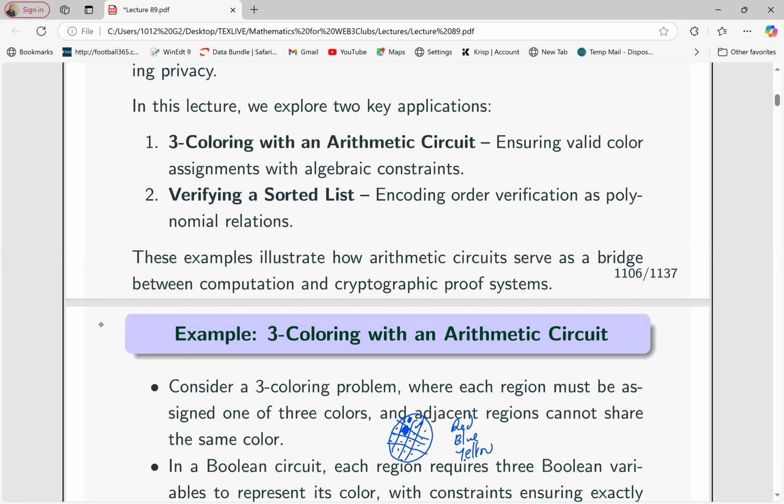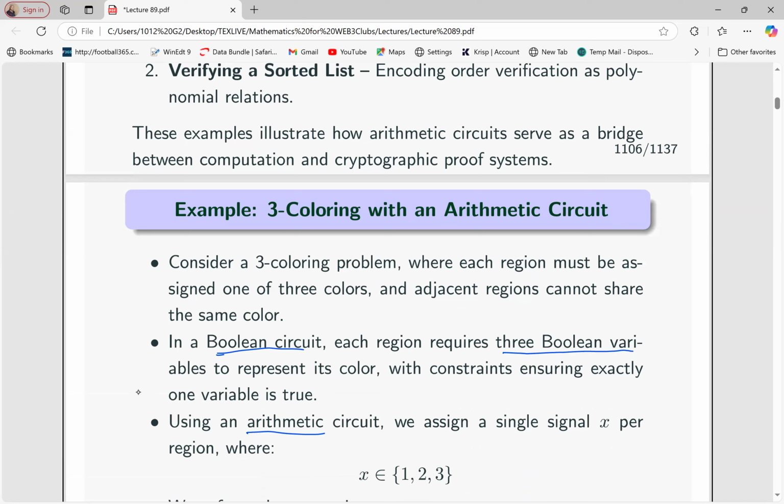Now, we'll be using the arithmetic circuit. And of course, from the start, we said arithmetic circuits have an advantage over Boolean circuits. When you're dealing with a Boolean circuit, you will see that each region would require 3 Boolean variables to represent one color. And they will also require constraints that ensure exactly one variable is true.